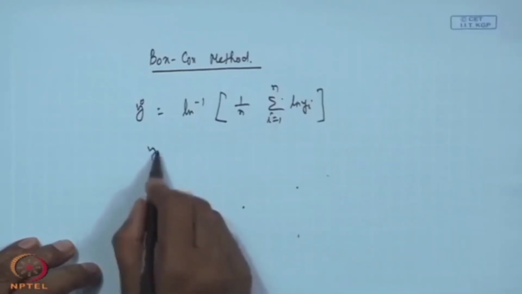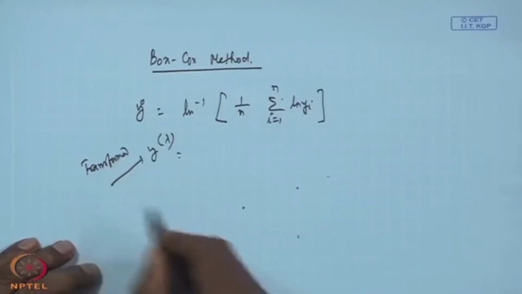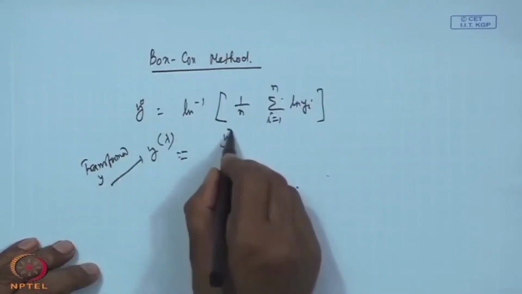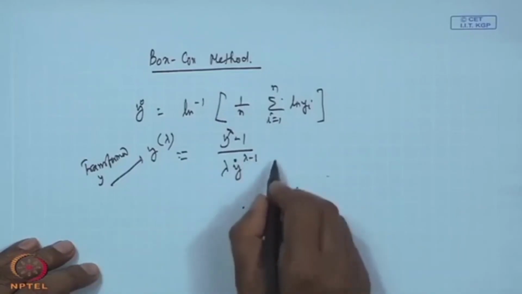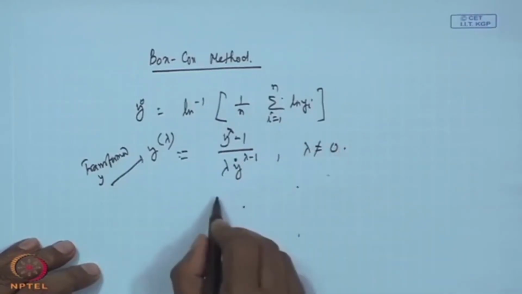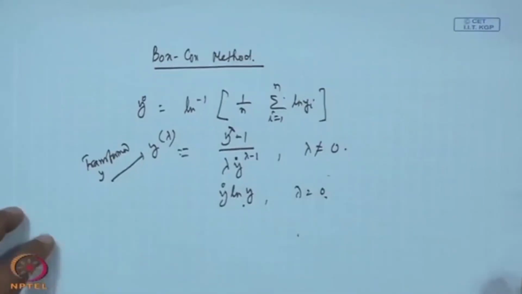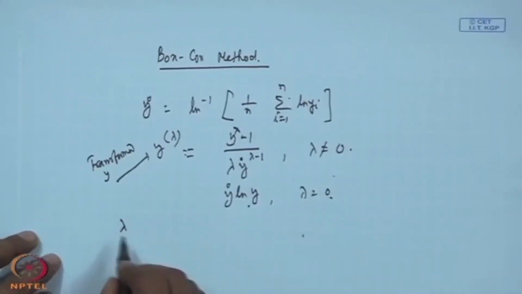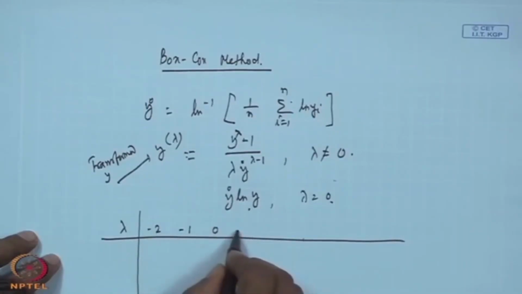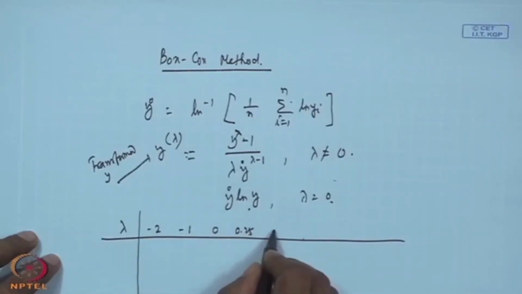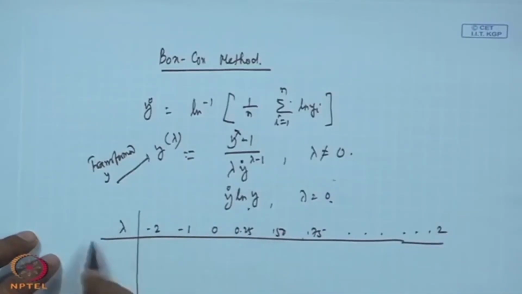This is the transformed variable, transformed y, which will be y to the power lambda minus 1 by lambda y dot to the power lambda minus 1 if your lambda is not equal to 0, or y dot log of y if lambda equal to 0. So, what you will do then is choose several values of lambda. For example, let it be minus 2, minus 1, 0, 0.25, 0.5, 0.75, like this, going up to 2. This side also you can do like this.